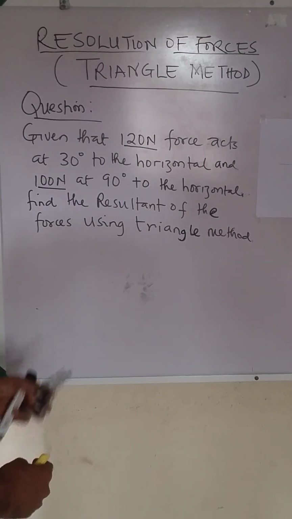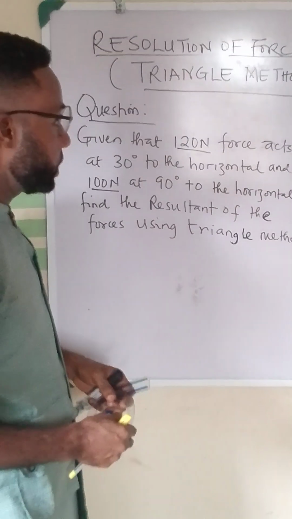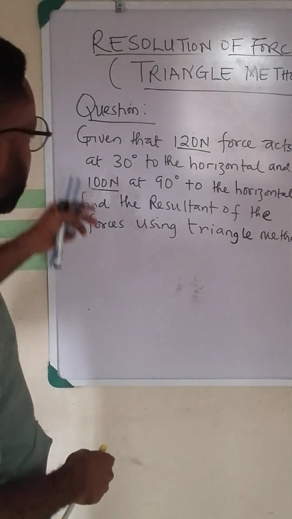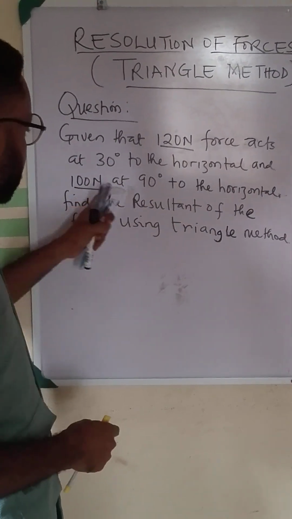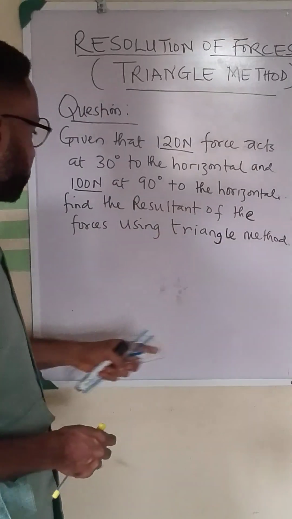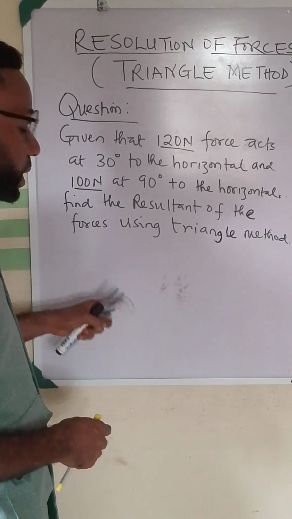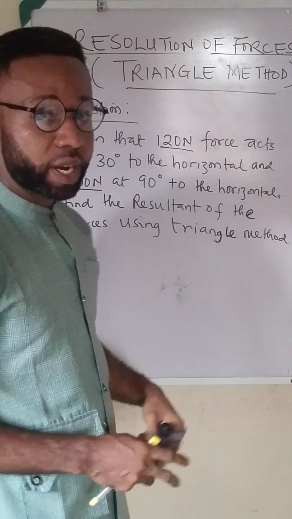Alright, so we are going to look at resolution of forces, and under resolution of forces we consider the triangle method. So we have the question: given that a 120 Newton force acts at 30 degrees to the horizontal and a 100 Newton force acts at 90 degrees to the horizontal, we are asked to determine the resultant of the forces using the triangle method.